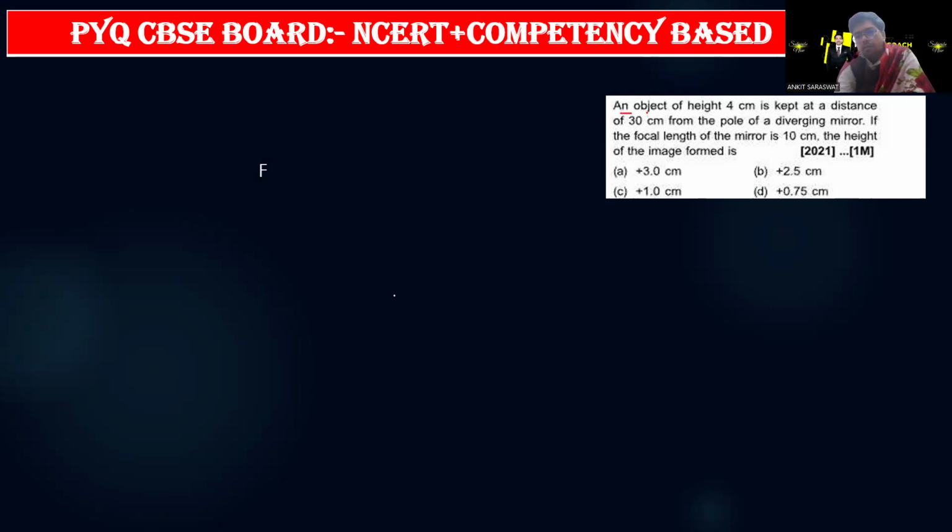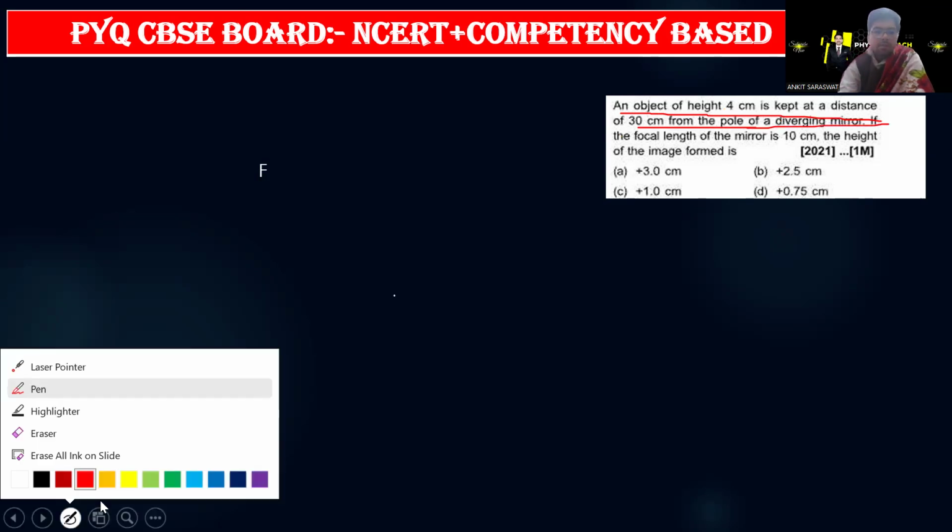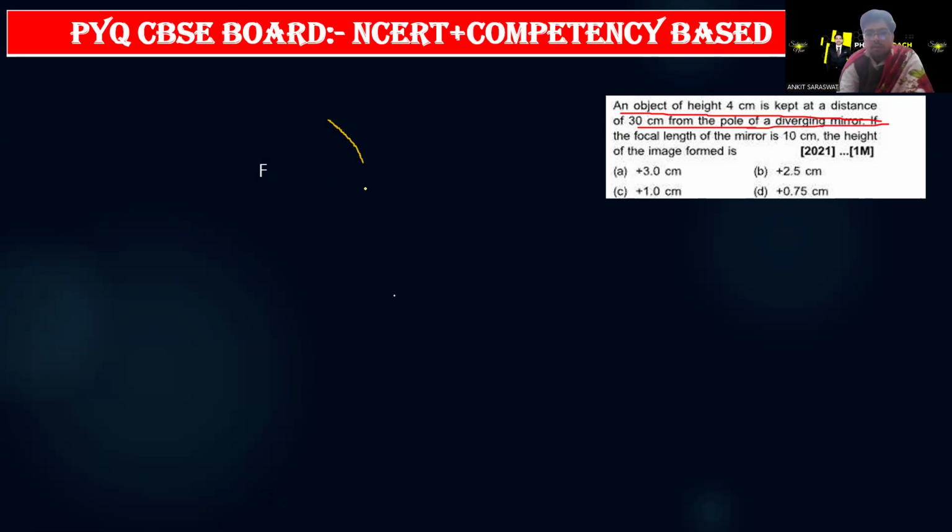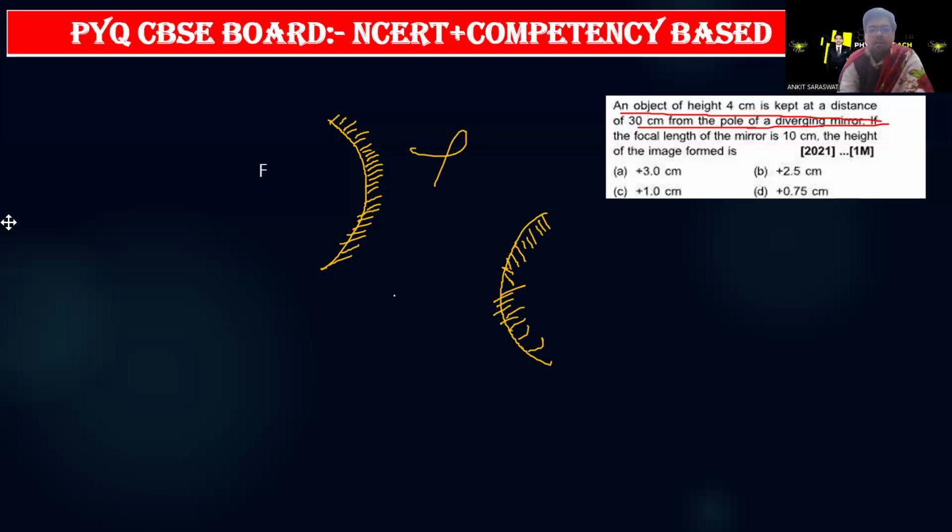An object of height 4 cm is kept at a distance of 30 cm from the pole of a diverging mirror. Diverging mirror is what mirror? Concave or convex? Which is correct? Tell me. This is wrong. Concave mirror is converging mirror while convex is diverging.